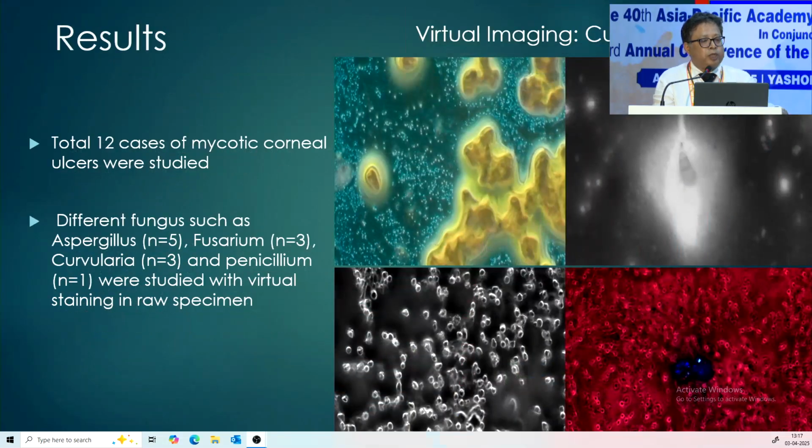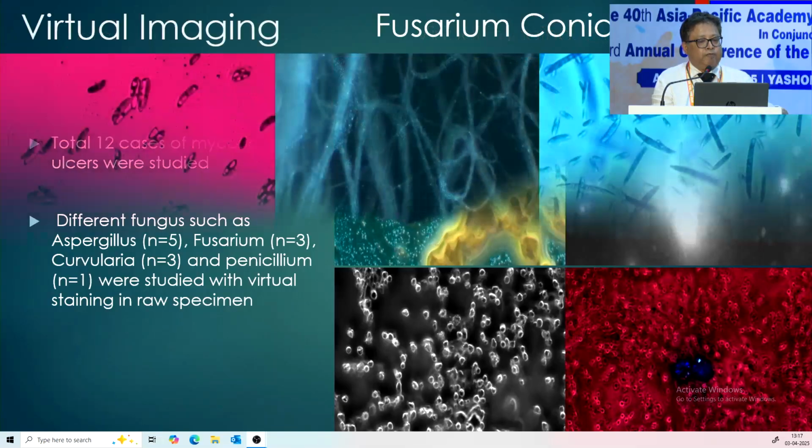Twelve cases of mycotic corneal ulcer were studied. The different fungi included Aspergillus in 5 cases, Fusarium in 3 cases, Curvularia in 3 cases, and Penicillium in 1 case, all studied with virtual staining. Here you can well appreciate the virtual imaging of phase contrast and dark field, along with polarization having an effect in the virtual staining.